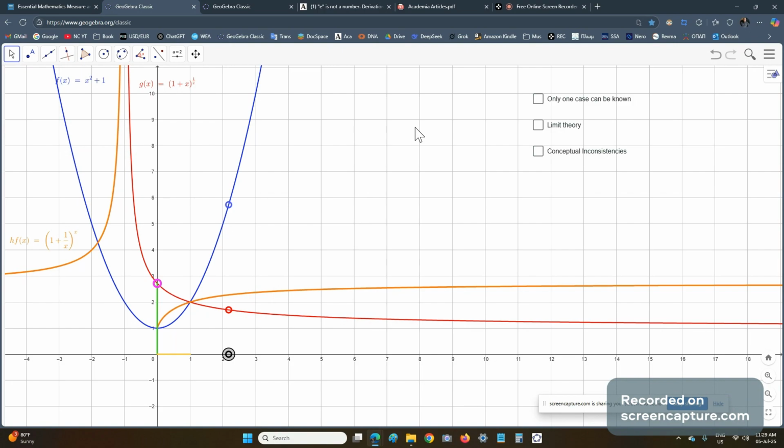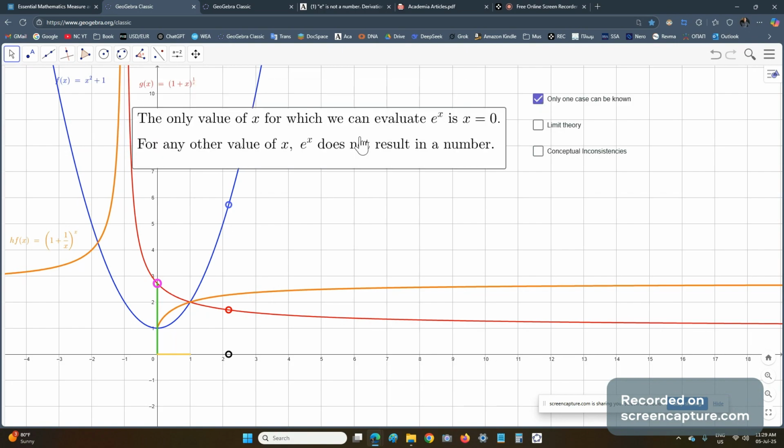Now, let's look at some of the big problems with misguided and incorrect mainstream ideas. First of all, there is only one value of x for which we can evaluate e to the x, and that's x equal to 0. Why? Because the series e to the x cannot be evaluated for any other value of x, since you'd need to accomplish a supertask. But with x equal to 0, you're not accomplishing a supertask. You're just ignoring all the terms in x, and you're ending up with 1. That's why you can evaluate it, and it is defined. For any other value of x, e to the x does not result in a number.